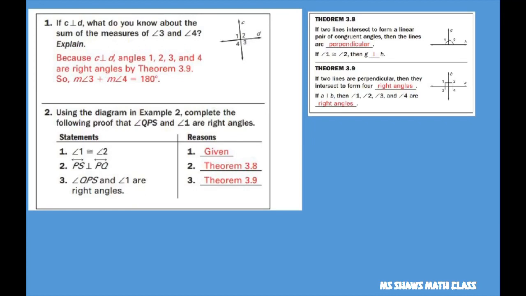If C is perpendicular to D, what do we know about angles 3 and 4? Because these are perpendicular, all of these angles are right angles. Therefore, the measure of angle 3 plus the measure of angle 4 equals 180, because these are all 90 degree right angles. All right, and I didn't put the example 2 diagram, but we can also prove that they're right angles.